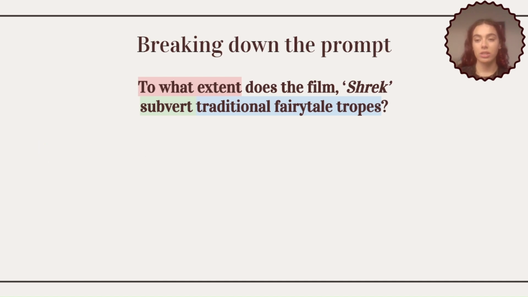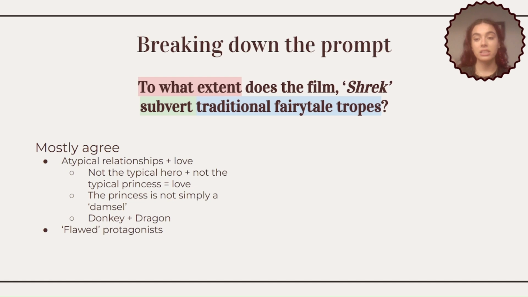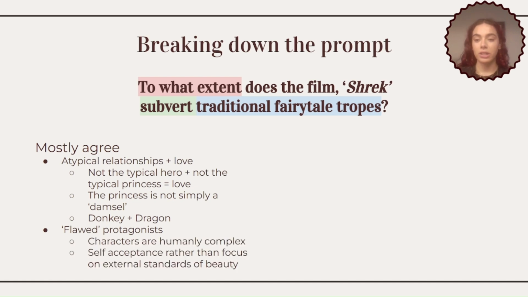So let's change the examples that we gave here and put them into a bit more of a succinct sentence. We've got atypical relationships in love. So not a typical hero, not a typical princess, being in love with each other. And then we've put in the fact that she's not simply a damsel. Donkey and dragons, another really great example. And we've also got flawed protagonists, inherently flawed as people, as characters. But that doesn't make them unlikable. It makes them more relatable. So they're humanly complex, with self-acceptance rather than the focus on external standards of beauty.